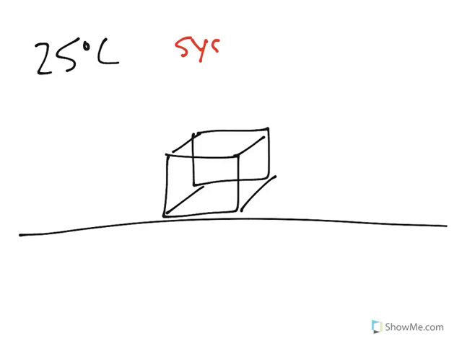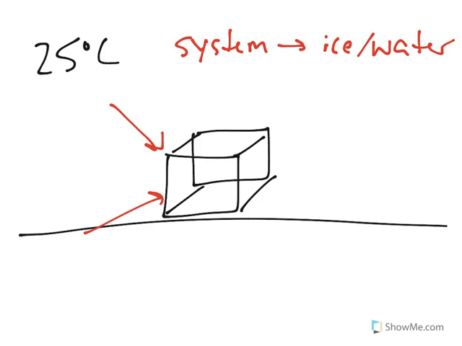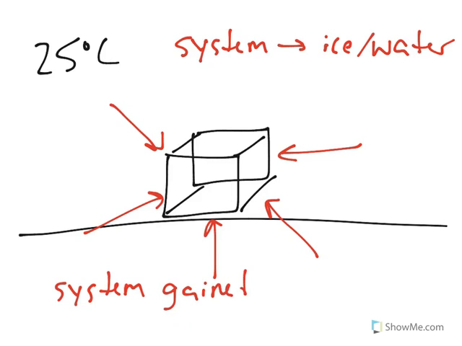If the system is the ice or the water, because they're the same thing, if the system is the ice, energy from the surroundings will be entering that system, because energy always travels from hot to cold. So as this ice begins absorbing that energy from the surroundings, it will melt into water. Since the system gained energy, that is an endothermic process. The melting of this ice would be an endothermic process.